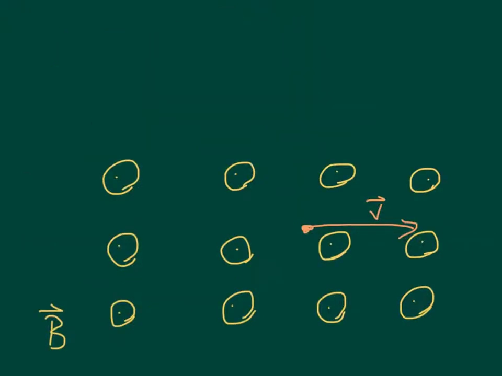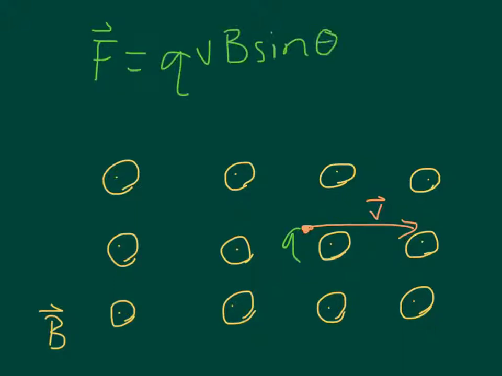Magnetic fields exert forces on moving charges. If you have a charge Q moving at velocity v through a magnetic field of magnitude B, then you'll get a force equal to QvB sine theta. This means that the force is proportional to the perpendicular component of the velocity with respect to the magnetic field. This force acts in a direction determined by the right-hand rule.